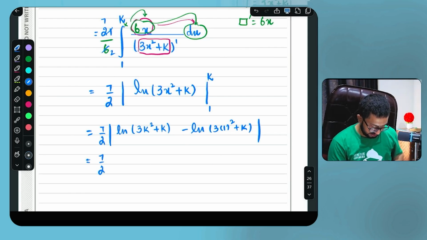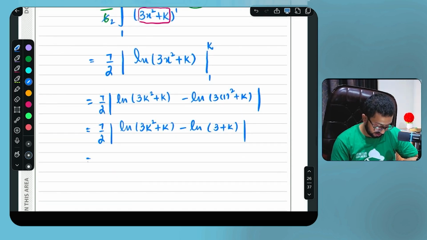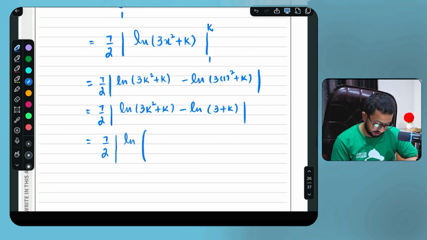Now further what can I do? ln of 3k square plus k can't be added, so write it as it is, minus ln of 3 plus k. Further what can I do? I can apply a property of ln a minus ln b equal to ln of a divided by b.